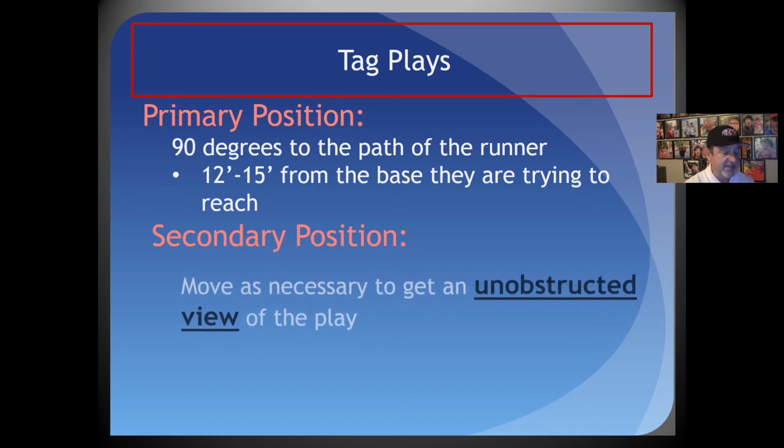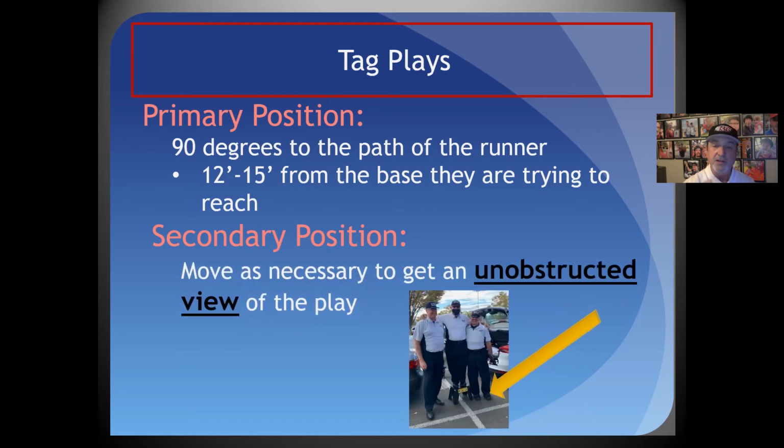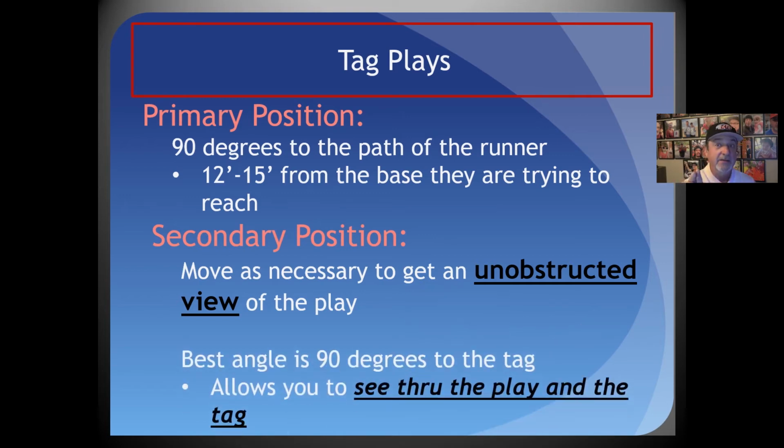Secondary position on tag plays really has a lot to do with making sure that you move to get an unobstructed view of the play. Now in this graphic here, that's actually a footstool I'm standing on. I've got a 6'5" umpire and a 6'3". So if you need to take a step stool on the field to get an unobstructed view, nah, I wouldn't do that, that's for sure. A little bit of angles and distance humor, you know, maybe not.